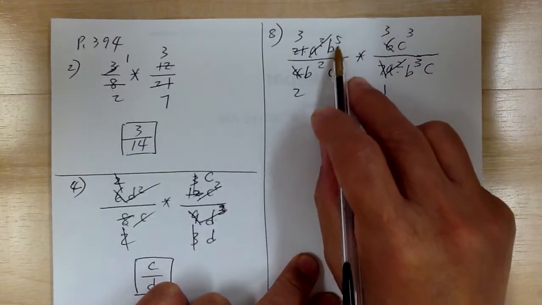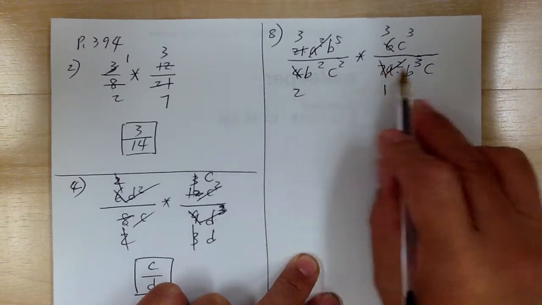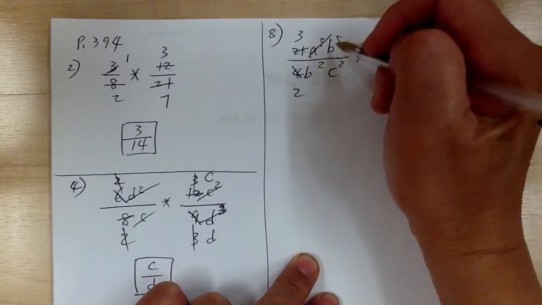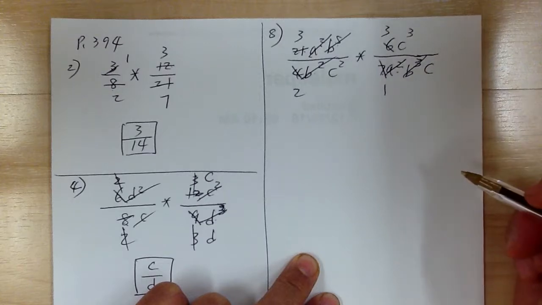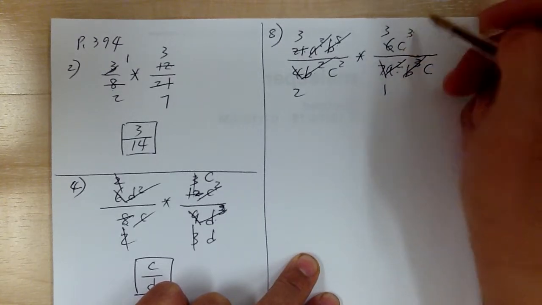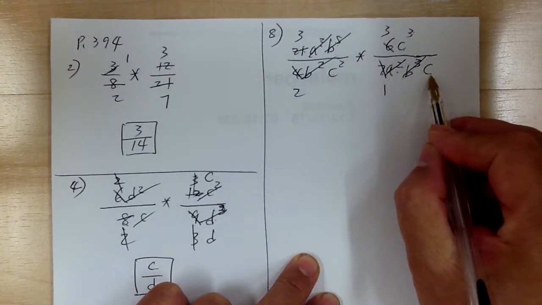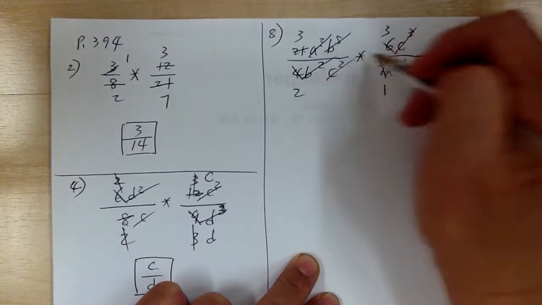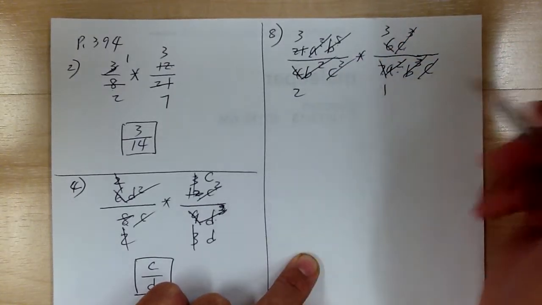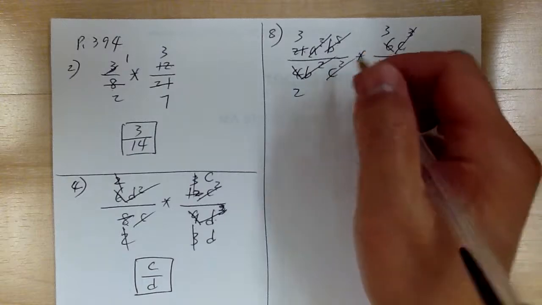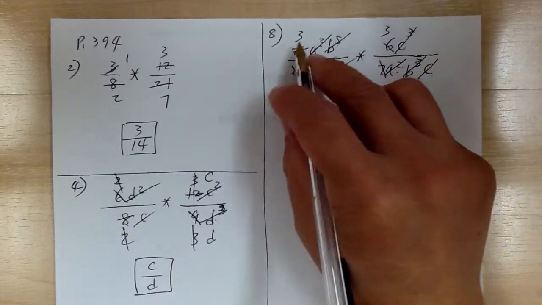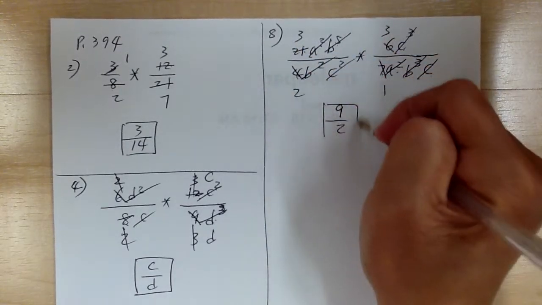b, notice you got b to the 5, right? But you got b squared and b cubed, so that's b to the 5. So this will cancel out with that exactly. Now you got c to the 3, you got c squared and c to the 1 over here, so they will cancel out exactly. Okay, so all the alphabet got cancelled out, so the number you have would be 9 over 2. Right? 3 times 3 gives you 9.